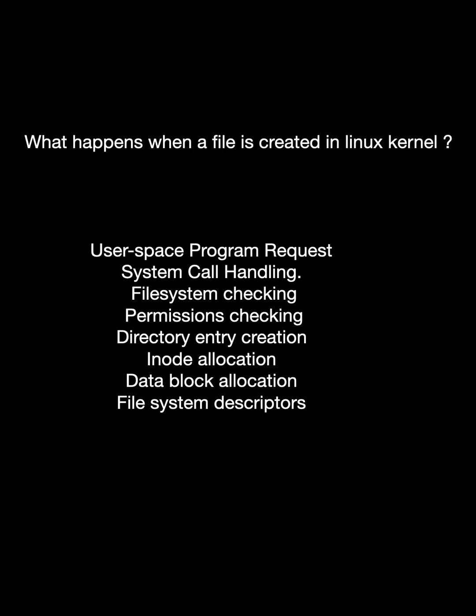Data block allocation. If the file is not empty, that is, if it is being created with initial data, the kernel will allocate one or more data blocks to store the file's data. The size and number of data blocks allocated depends on the size of the file. If the file is very small, the data may be stored in the inode itself. In case of large files, the inode will contain pointers that point to the data blocks.